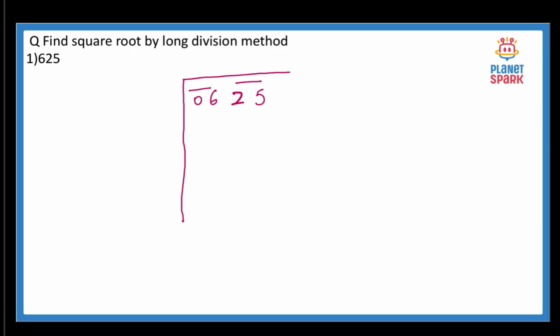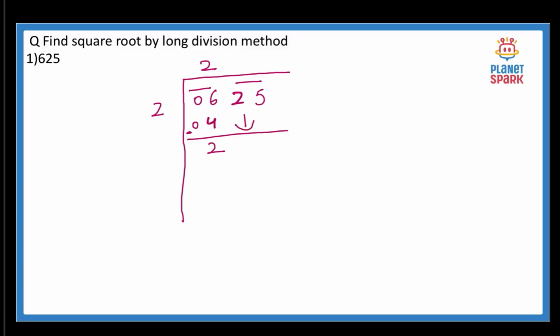Now we'll start dividing. I have to choose a number that should be a square number. Now 1 into 1 is 1, 2 into 2 is 4, 3 into 3 is 9, which is bigger. So I'll choose 2 into 2, 4. I have chosen it because 3 into 3, 9 is bigger.